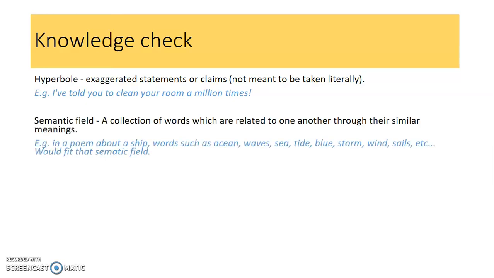Next one, now we have covered this in a previous week, so hopefully you remembered this one. Semantic field. This is a collection of words which are related to one another through their similar meanings. So I've used the same example as we did a couple of weeks ago. So in a poem about a ship, for example, they might use words such as ocean, waves, sea, tide, and so on. And they would all fit that semantic field of a ship.